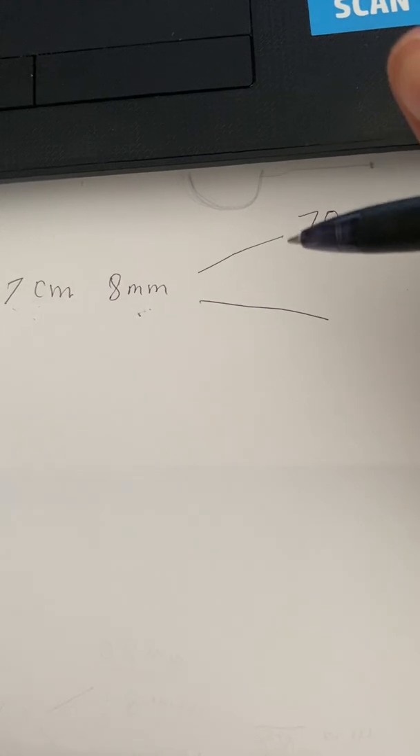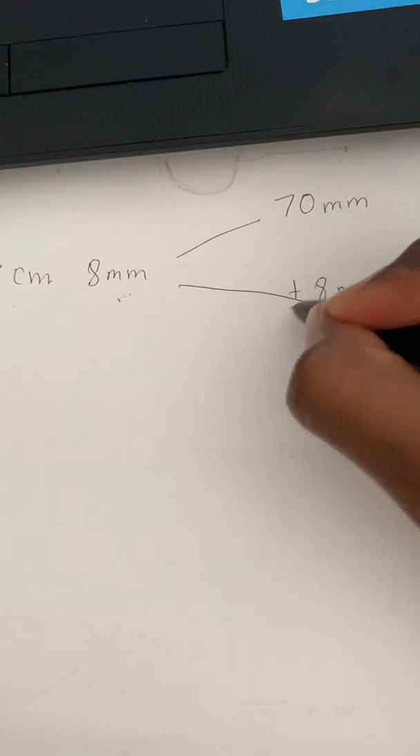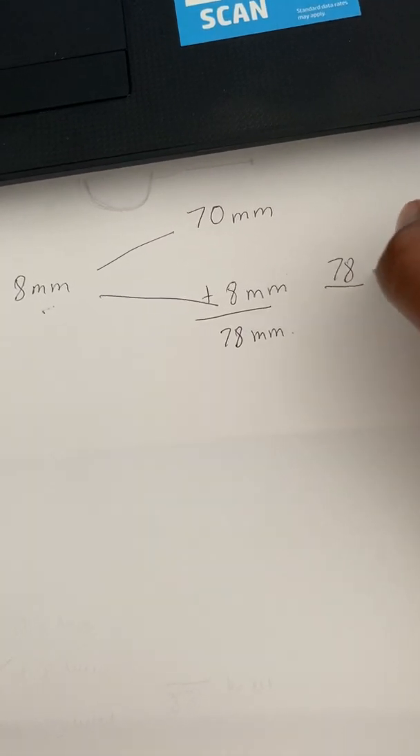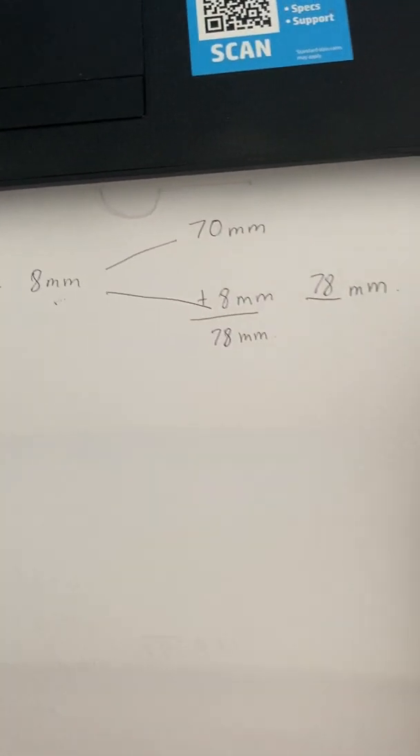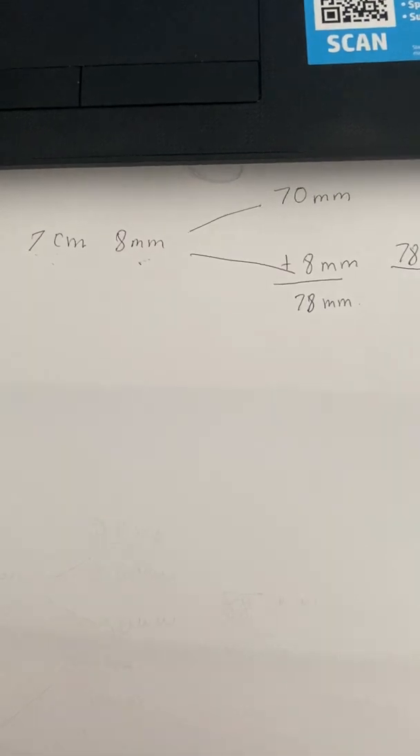If you know your 7 times table, if you know your 10 times table, this is going to be pretty easy for you. And then I know that is 8 millimeters, so I want to go ahead and add it. That gives me 78 millimeter. And so my answer is 78 millimeter. So you're going to be trying this yourself today, and we're going to do our best with this.